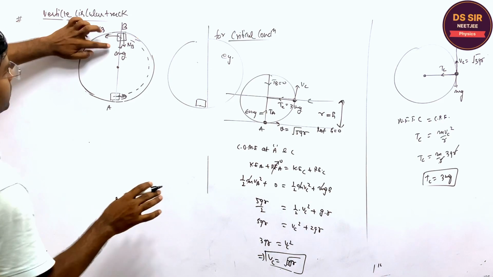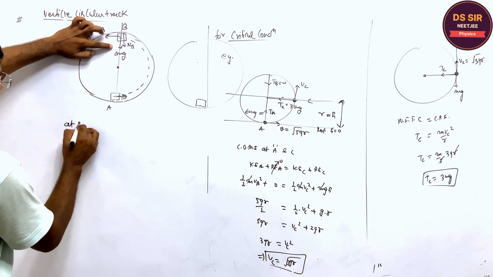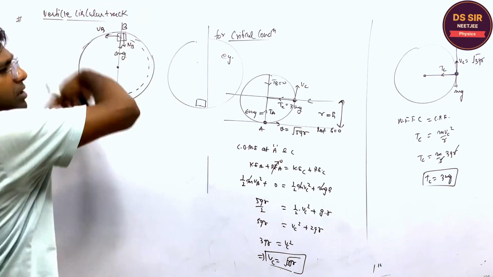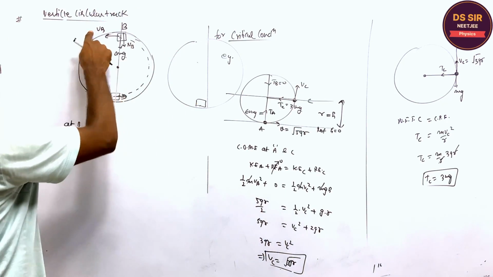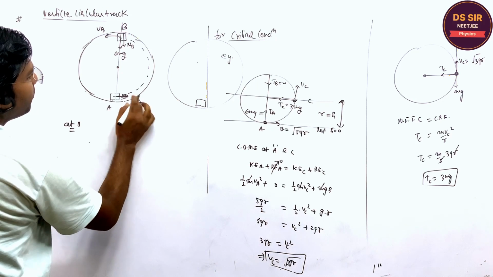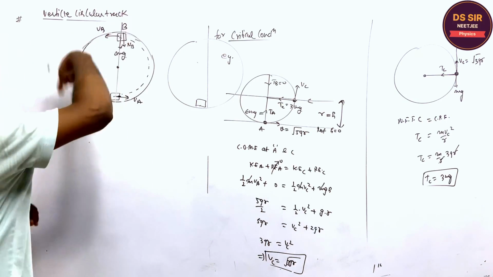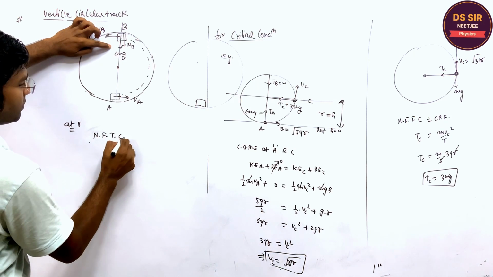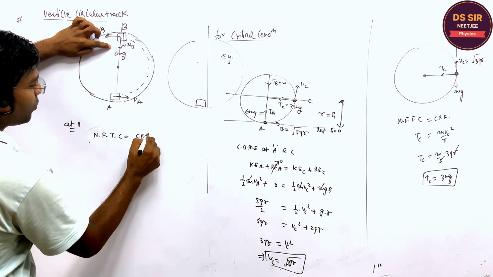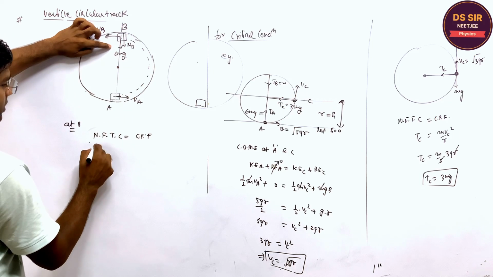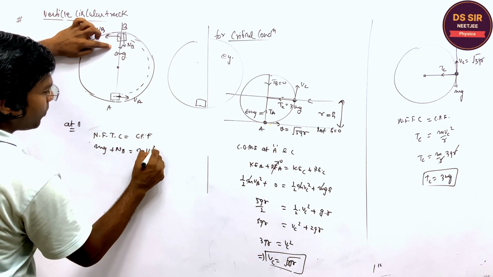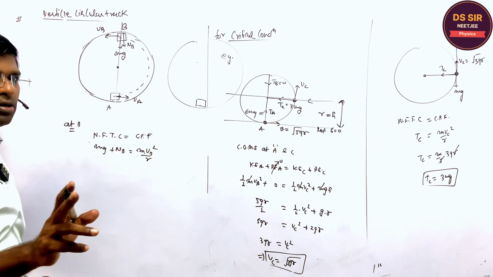The same thing, same concept at B. What is the net force toward the center? Suppose it is moving in this way. The speed is VB. The speed is V at this point, right? It is moving. At point B, what is the net force towards center? Will require centripetal force. What is the net force towards the center? mg plus NB is equal to mv square upon R. Is it clear or not?